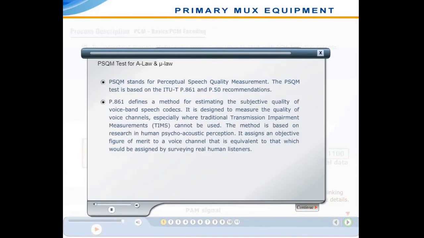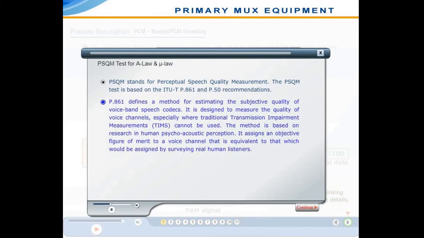PSQM test for A law and mu law. PSQM stands for Perceptual Speech Quality Measurement. The PSQM test is based on the ITU-T P.861 and P.50 recommendations. P.861 defines a method for estimating the subjective quality of voice band speech codes.